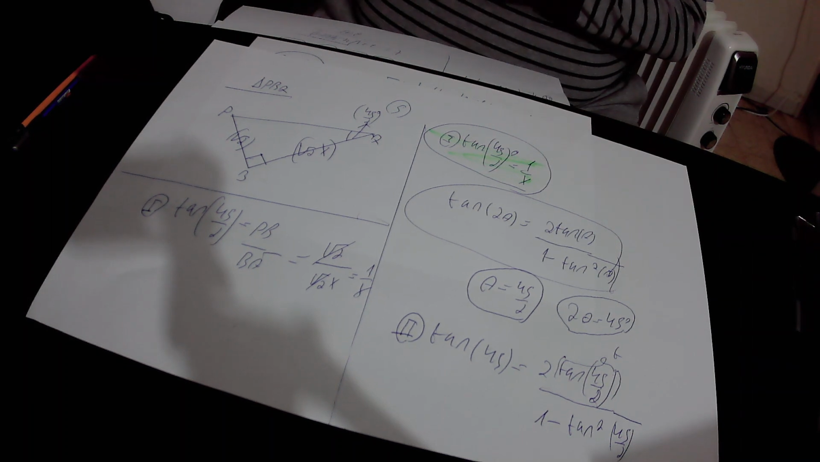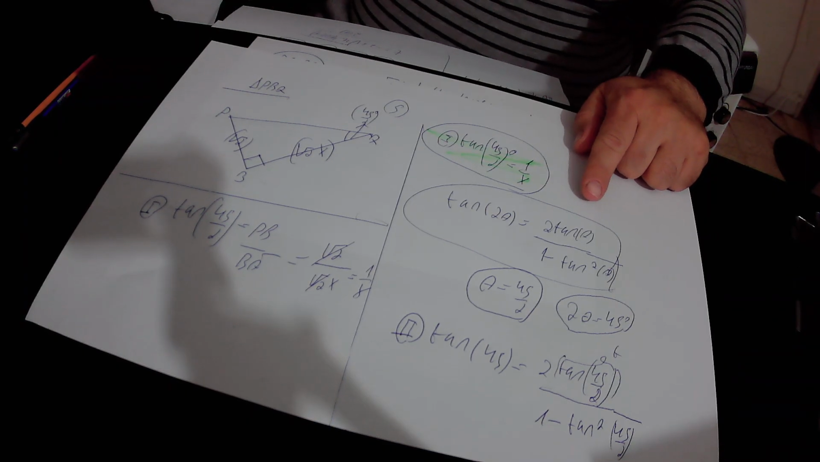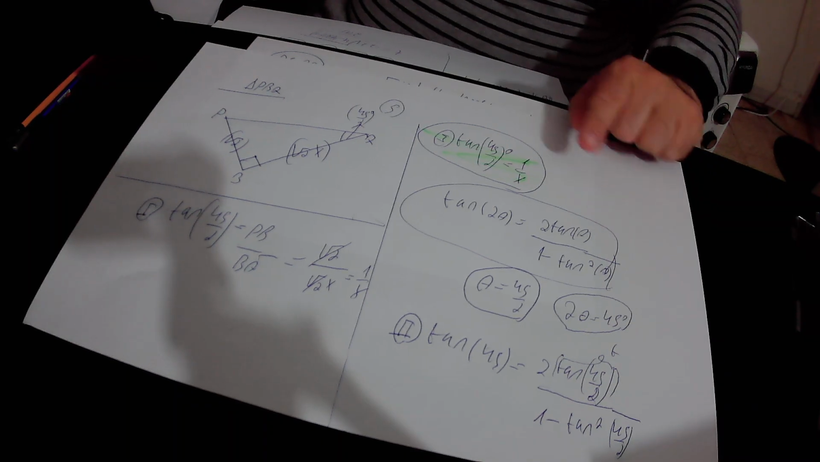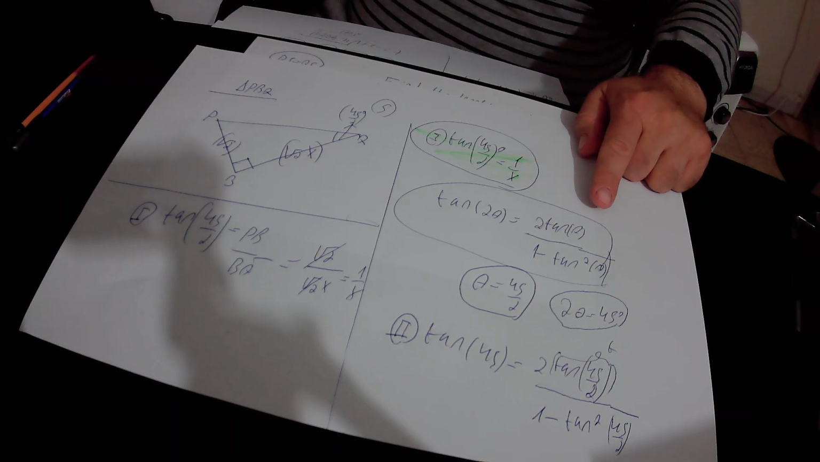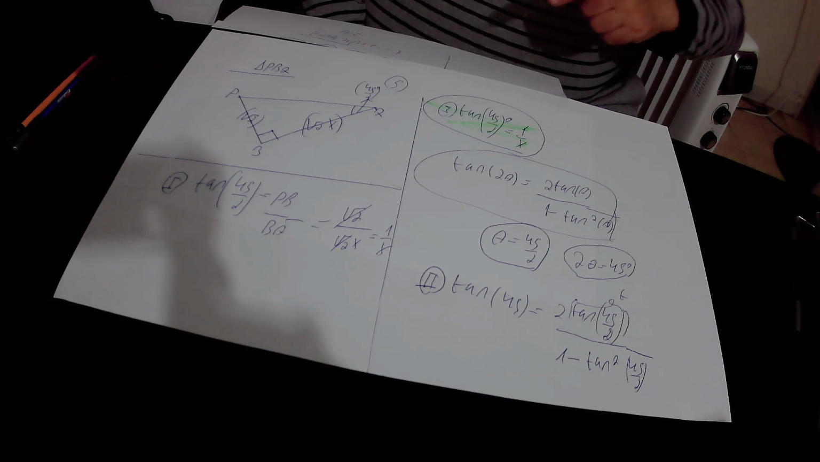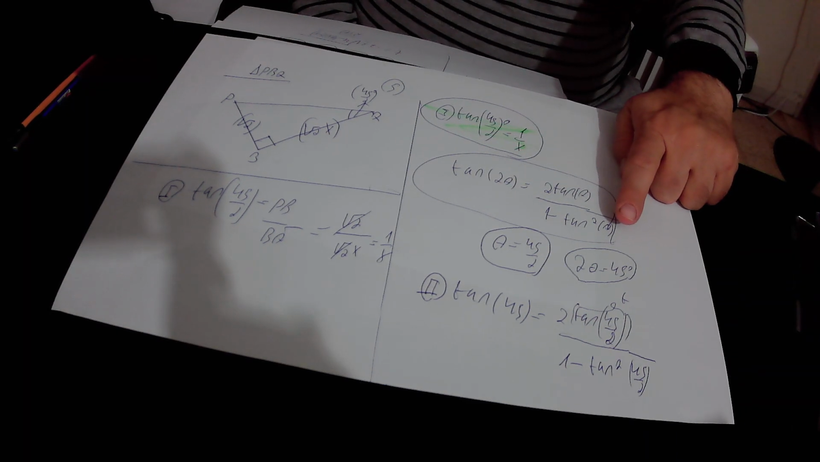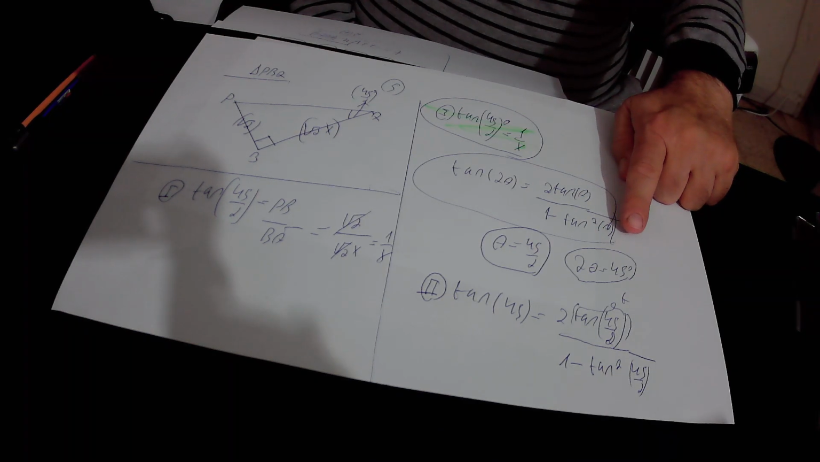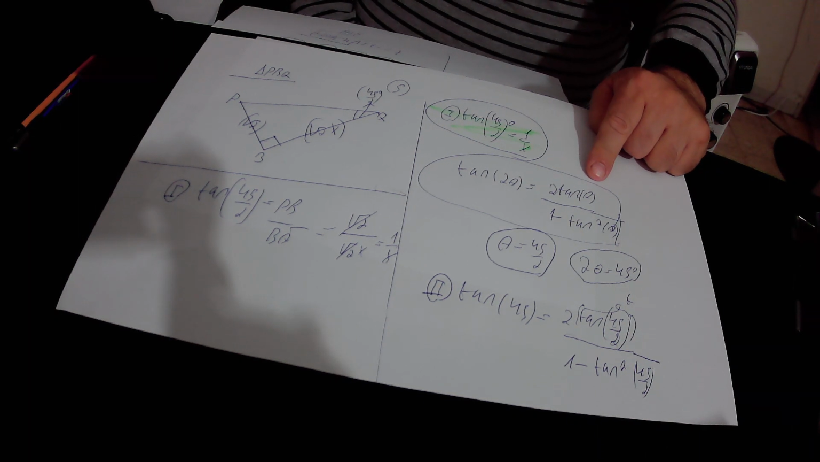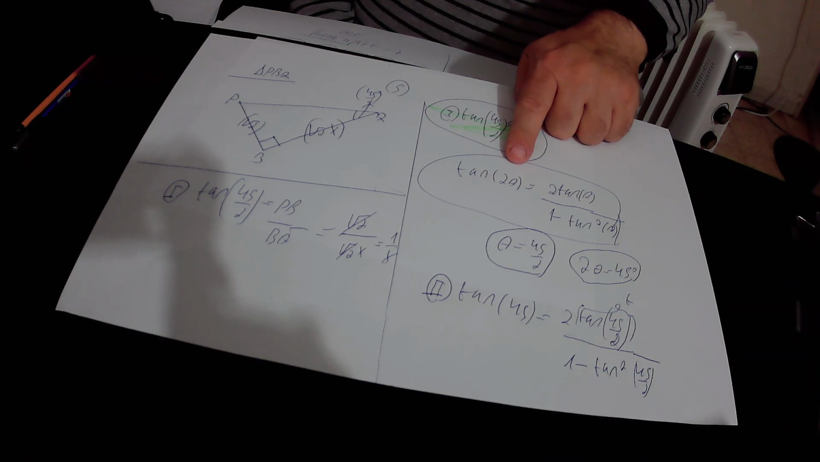This is according to equation number 1, but we also have the trigonometric identity that states that tangent 2 theta equals 2 tangent theta over 1 minus tangent square theta. Then we defined theta as 45 over 2 degrees. If theta is 45 over 2 degrees, it means that 2 theta is 45 degrees. And we substitute theta in this trigonometric identity by 45 over 2 degrees, and 2 theta by 45 degrees.